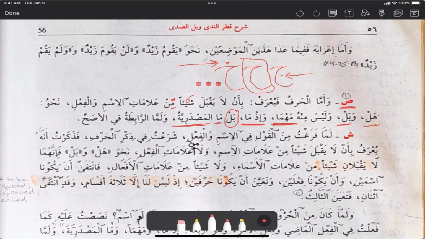"وَلَمَّا الرَّابِطَةُ فِي الْأَصَحِّ", and also lamma, the rabita, the connector. Lamma, the connector. That's also a particle, fil-asahh, according to what's most accurate.